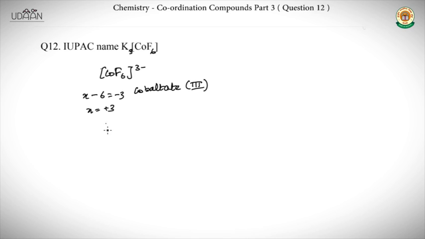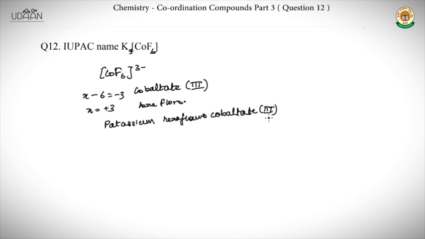We first name the cation, which is potassium. In this case, we have fluoro as our ligand, so we will write fluoro. And we have hexa because it is 6. So we name it as potassium hexafluorocobaltate(III). So this is the name.